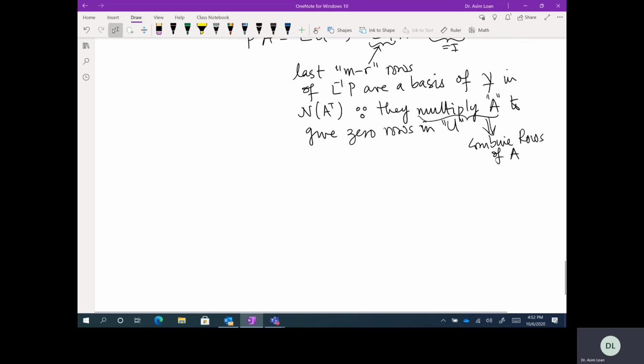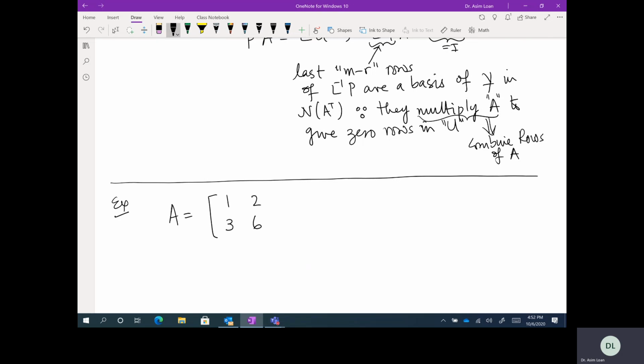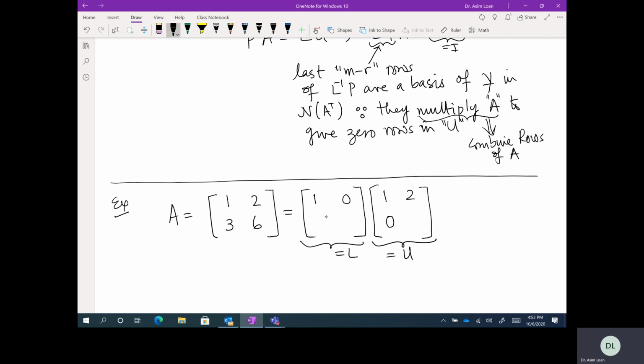Okay, so let's do one more example and then we move on to the inverses. Example: A is [1, 2; 3, 6]. We have done this before in chapter 1: A equals LU. This is L, lower triangular, and this is U, upper triangular: 1, 2, then 0, 0. We are doing minus 3 R1 plus R2, so L is the inverse of this, 3 and 1, with 0 above.